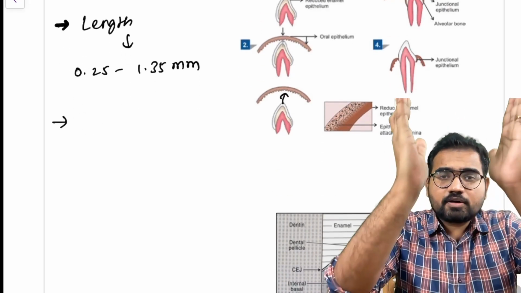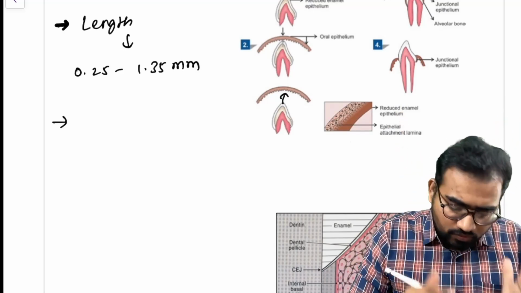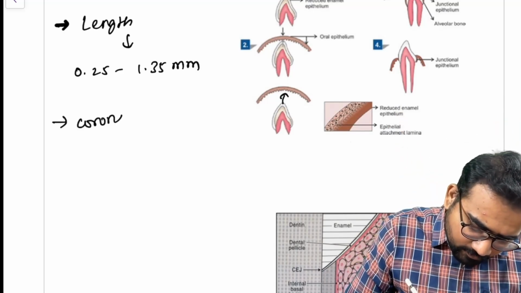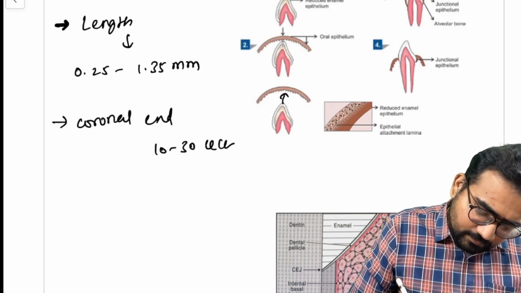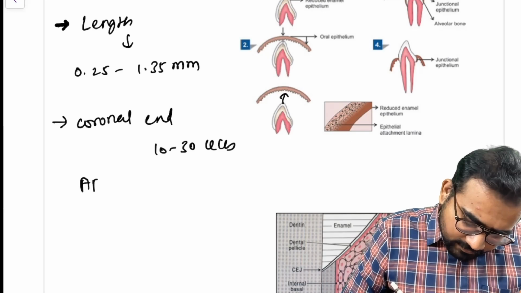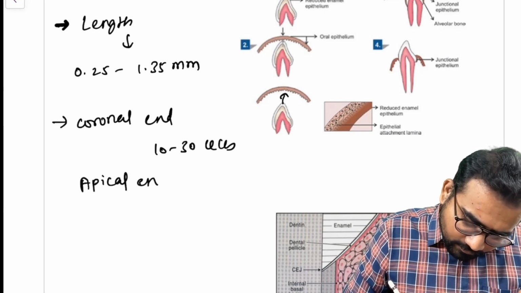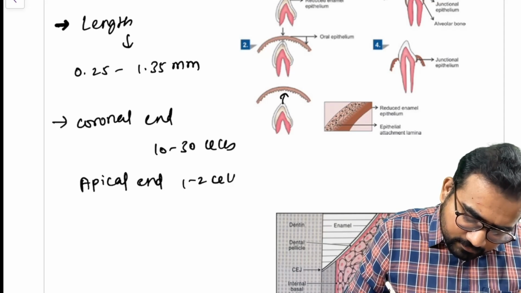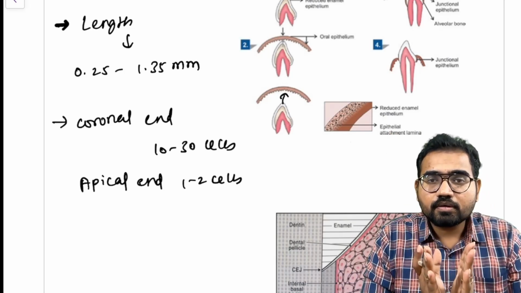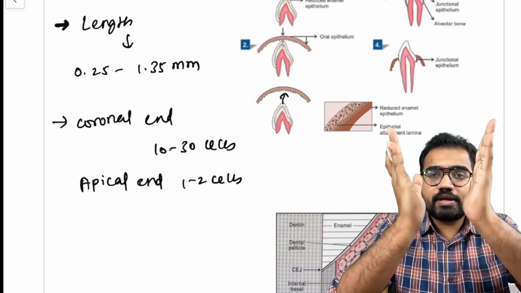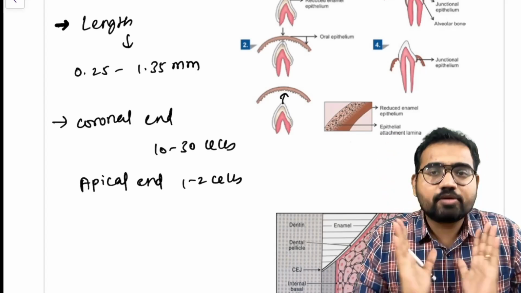It will taper coronally. So coronal in 10 to 30 cells, apical in 1 to 2 cells. Okay, it will taper apically. So the coronal end will have more cells, the apical end will have fewer.